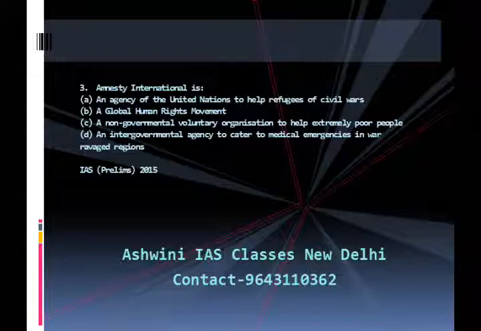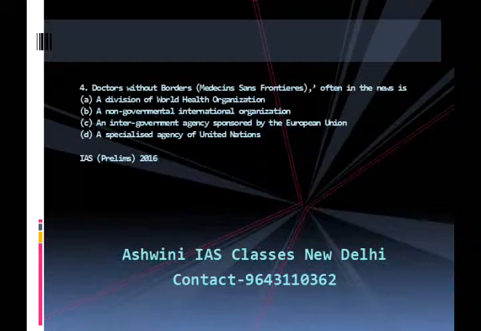The answer is B, which is a global human rights movement. Amnesty International is a global movement of more than 7 million people in over 150 countries and territories who campaign to end abuses of human rights. It was founded in 1961 by British lawyer Peter Benenson. Now we move to the fourth question.